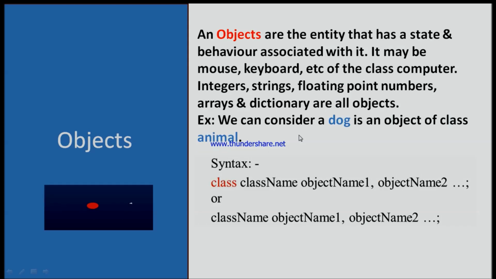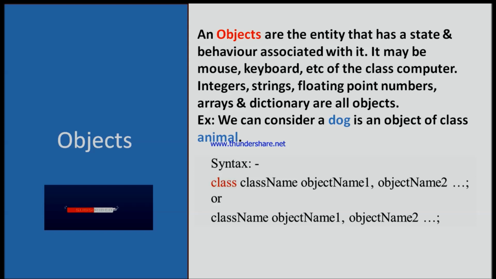Now what are objects? Objects are entities that have a state and behavior associated with them. It may be a mouse, keyboard, etc. of the class computer. It may be strings, integers, floating point numbers, arrays, and dictionaries. As we have seen in the previous slide, a class is a collection of objects.